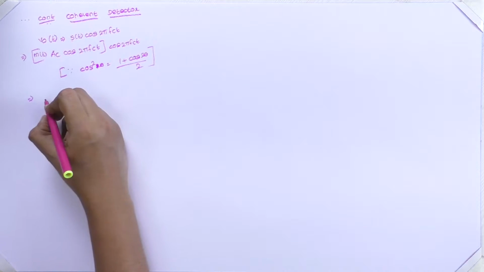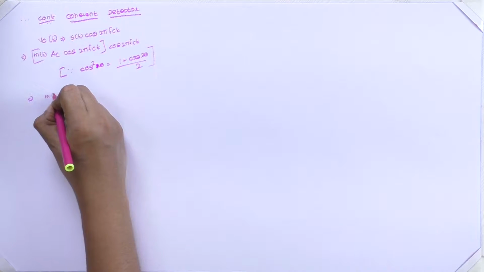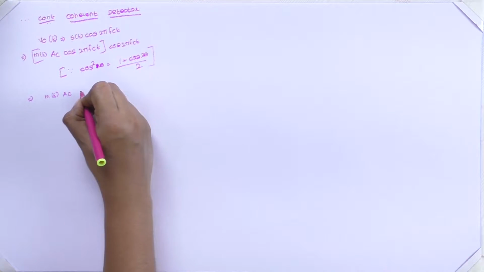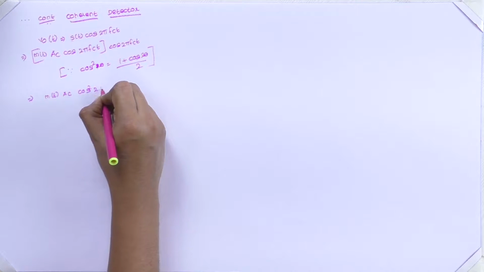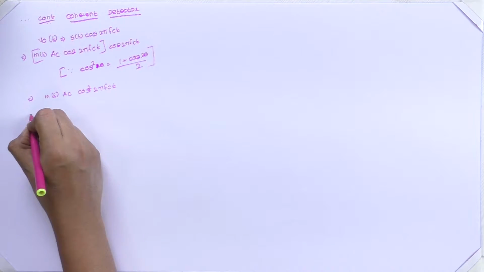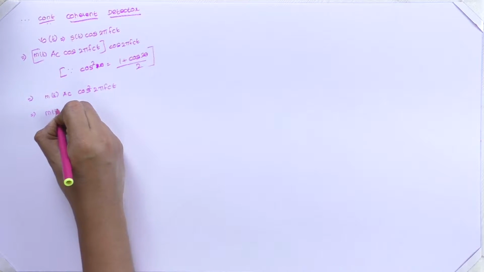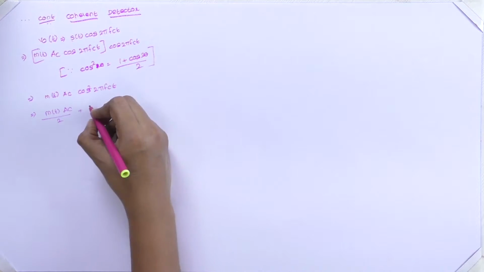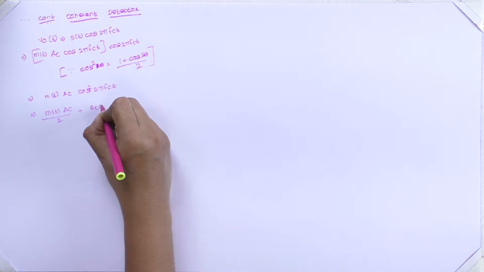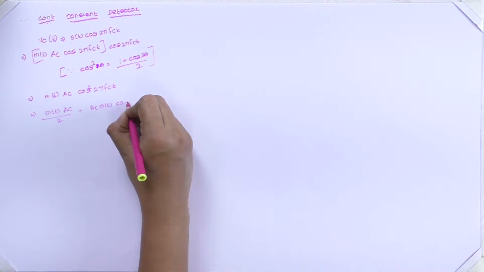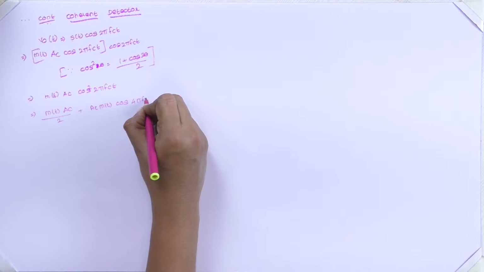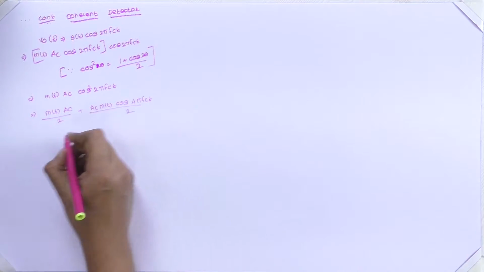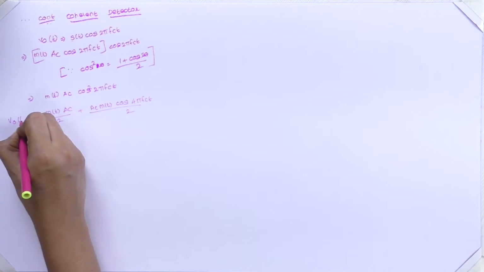Therefore, by using the simplification, m of t into Ac cos square 2 pi fct will result into m of t Ac by 2 plus Ac m of t cos of 4 pi fct divided by 2. So, this is our V naught of t.